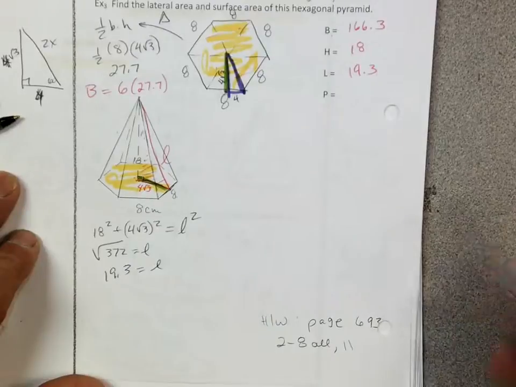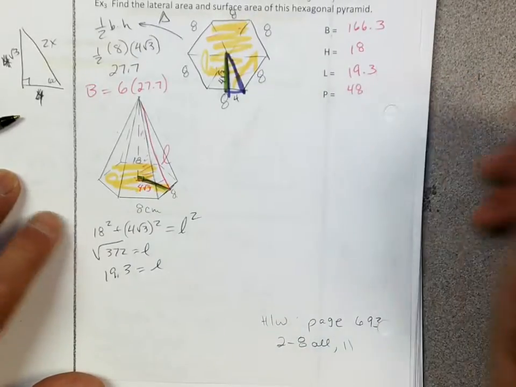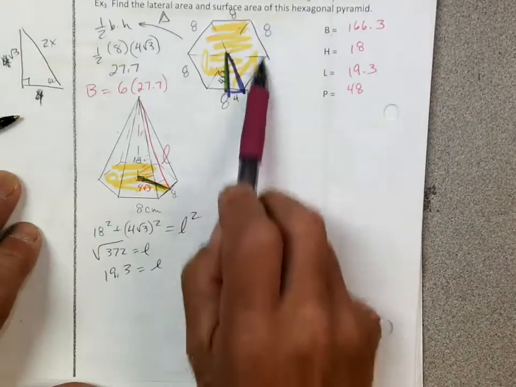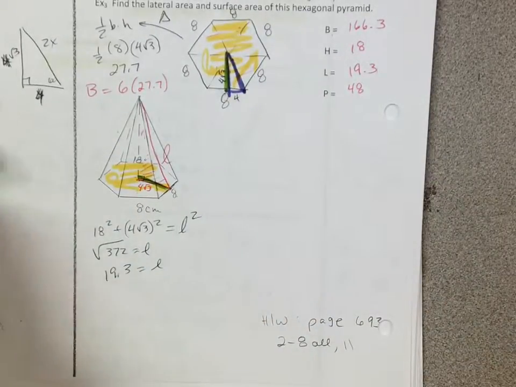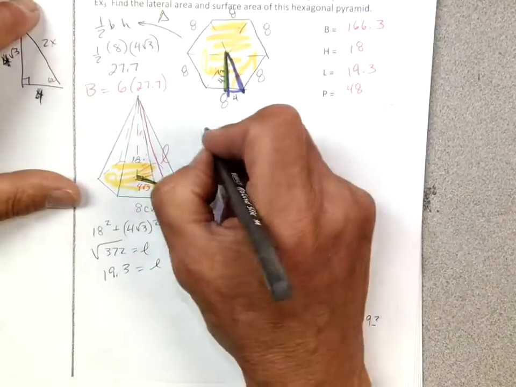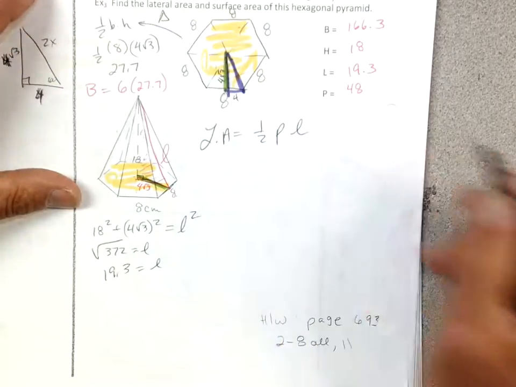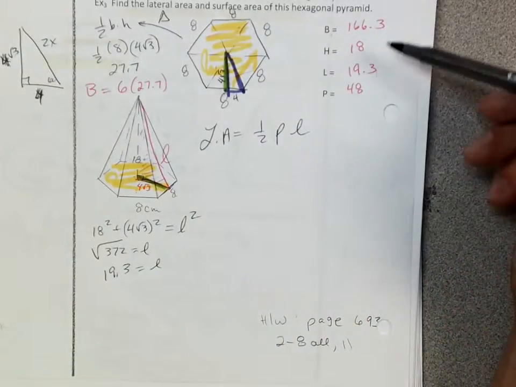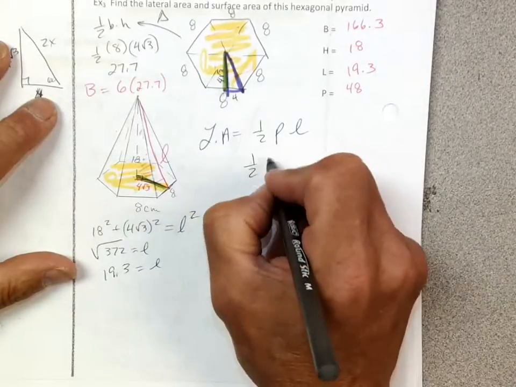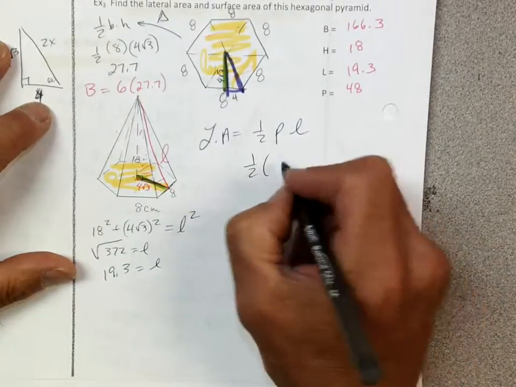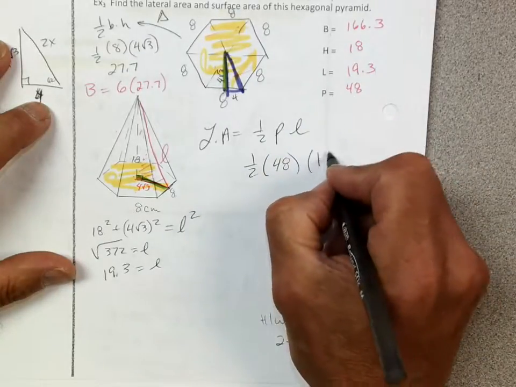Now the perimeter of the base, easy. How about 48? Oh, where did I get 48 so quick? 18.6. There you go. You guys agree? Perimeter of the base. Okay, now let's check out our formulas. First of all, lateral area. Lateral area is 1/2 PL. I've got all my numbers, I just have to put them in the formula, right? So 1/2 P, which is the perimeter of the base, 48, times L, which is my slant height, 19.3.